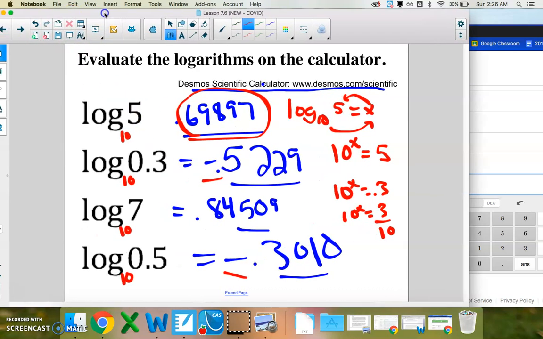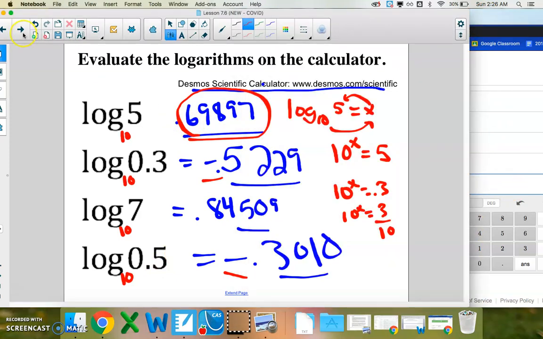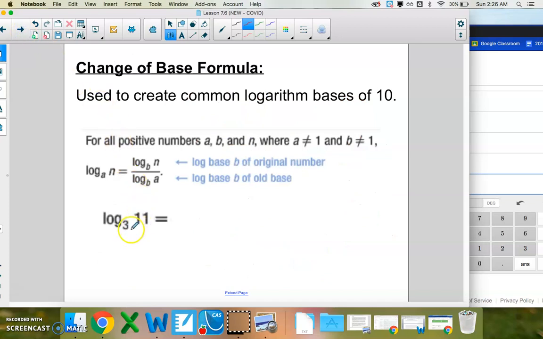So the question you should be thinking about is, what happens if we don't have common base 10? Log 5, log 0.03, log 7, log 0.5, we can all do using the Desmos calculator. But if we don't have base 10 and we have, let's say, log base 3 of 11, I can't go over here and type in log base 3 of 11 because it doesn't allow me to have single bases. So what they created is the change of base formula.